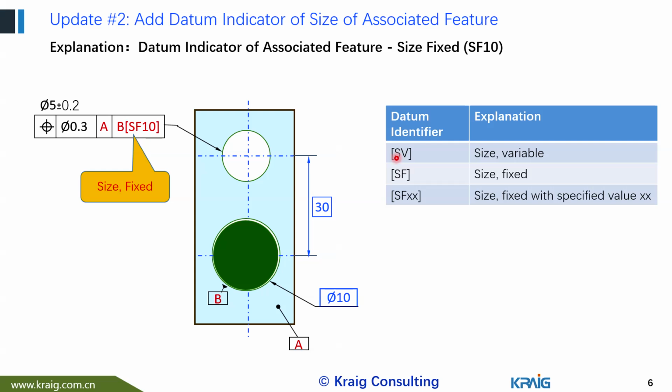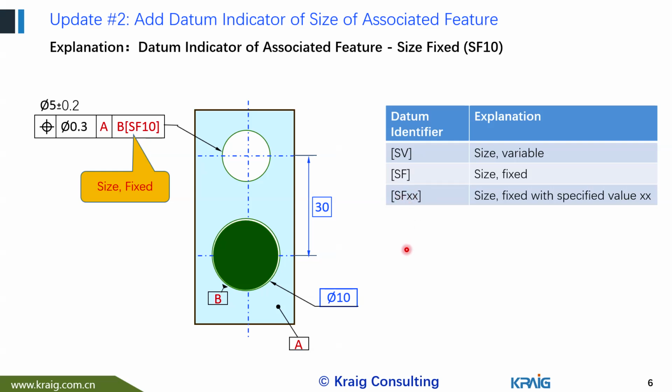You can also use other options. Here, SV means size variable. And for the fixed size, you can add different values. SFxx means you can add 10 or 20, whatever you want. Basically, this is the value of the fixed size.